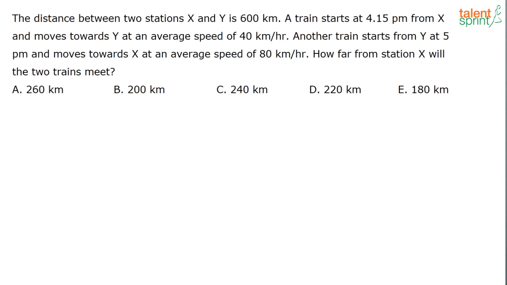So the next question is this. The distance between two stations X and Y is 600 kilometers. A train starts at 4:15 p.m. from X and moves towards Y at an average speed of 40 kilometers per hour. Another train starts from Y at 5 p.m. and moves towards X at an average speed of 80 kilometers per hour. How far from station X will the two trains meet?